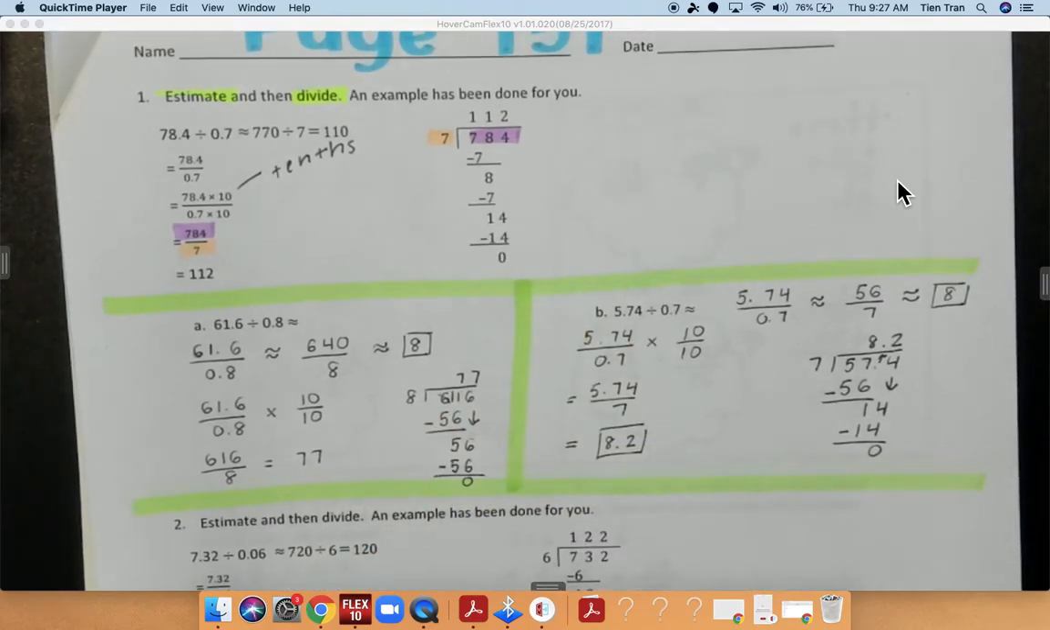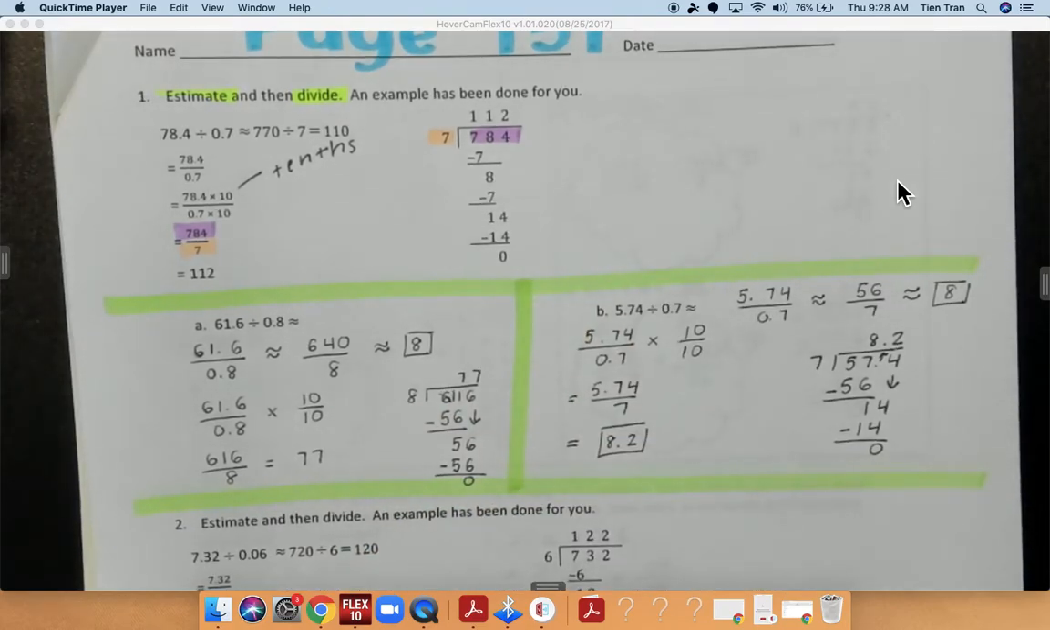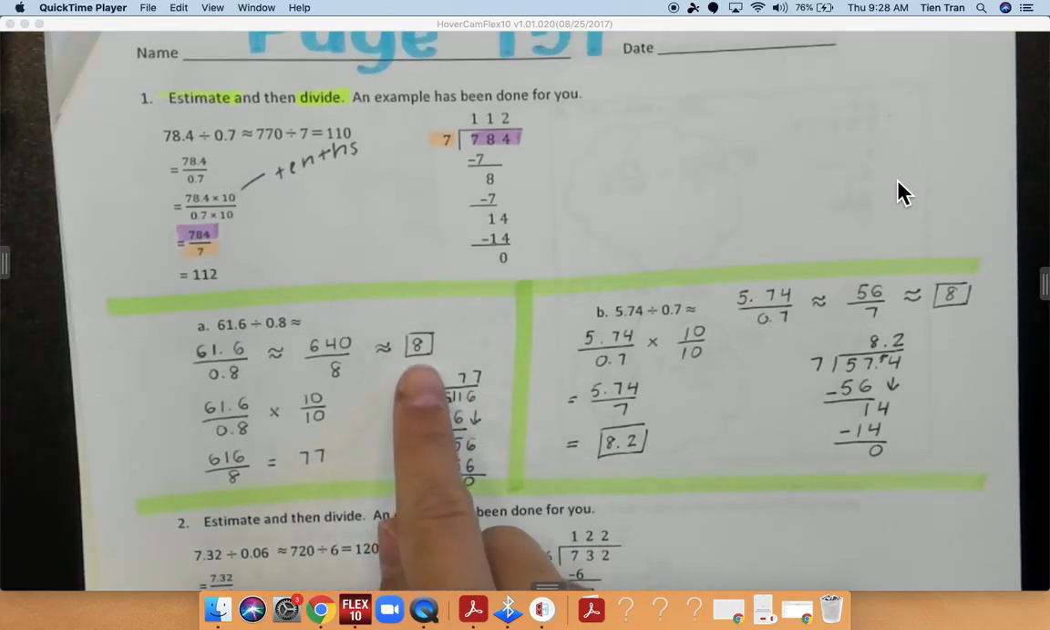And the reason why they're doing this is because when you're dividing with decimals, you want to have a number that is around that number. So you want to be getting a number like 8, right?